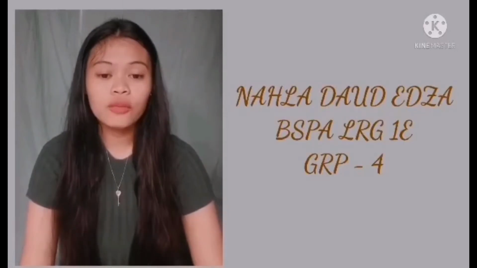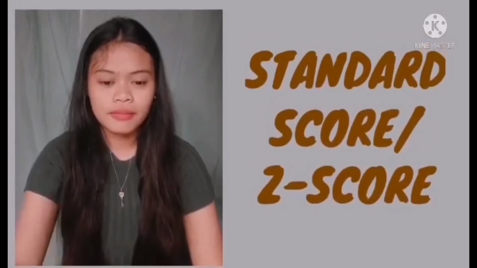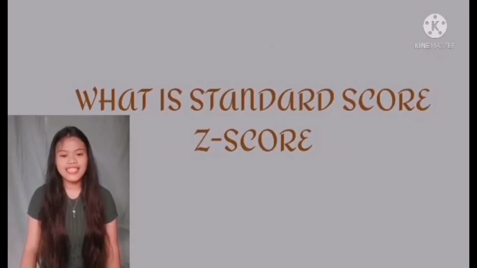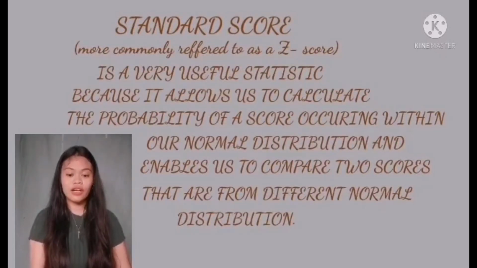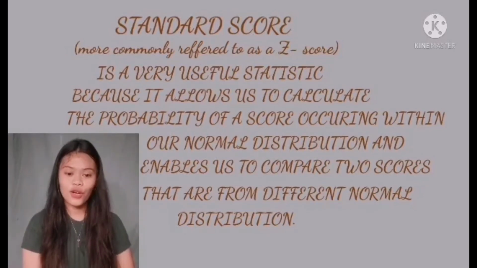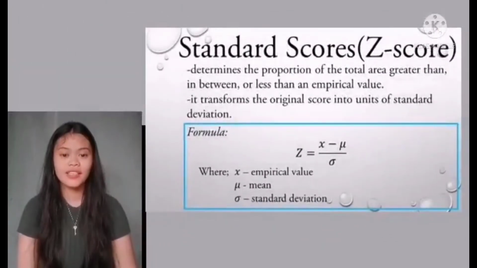Hi everyone, good morning. I am Nala Daud Edsa, and now I'm gonna discuss about the standard score or a Z-score. But before that, let us know what is a standard score or a Z-score. The standard score, or more commonly referred to as a Z-score, is a very useful statistic because it allows us to calculate the probability of a score occurring within our normal distribution and enables us to compare two scores that are from different normal distributions. And here's the formula.